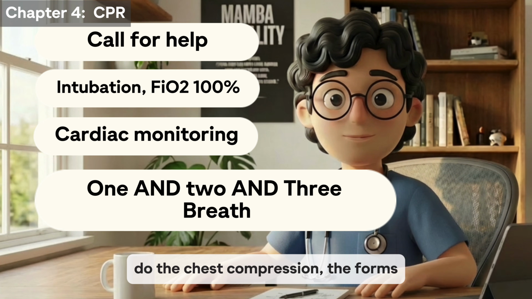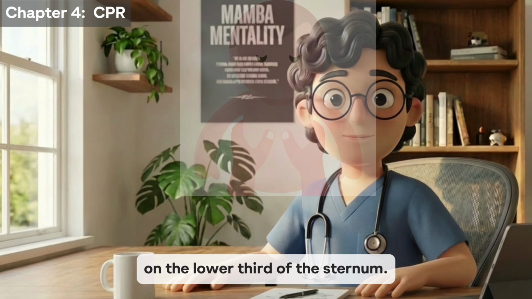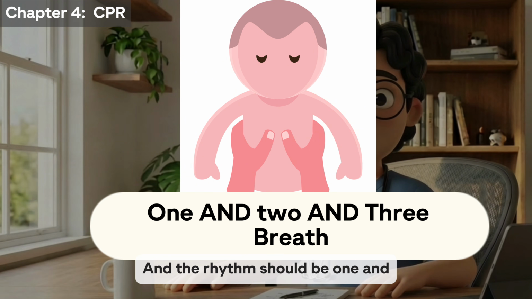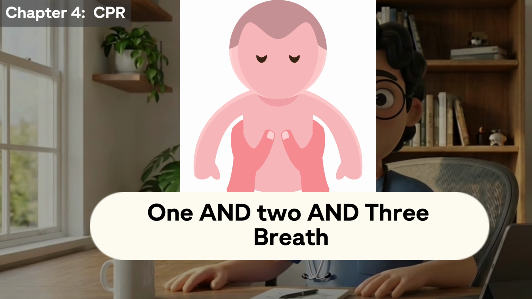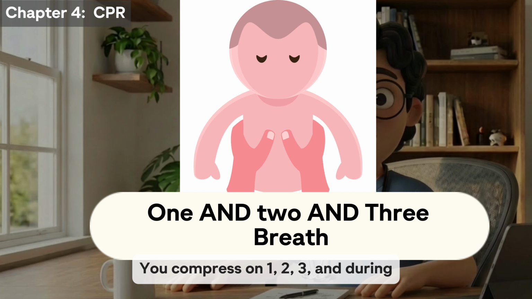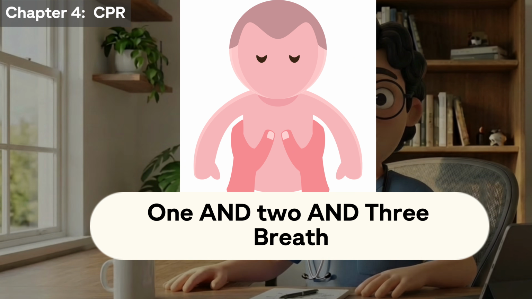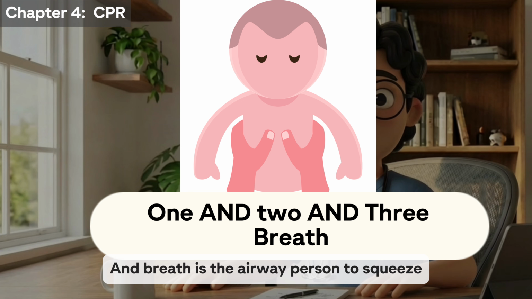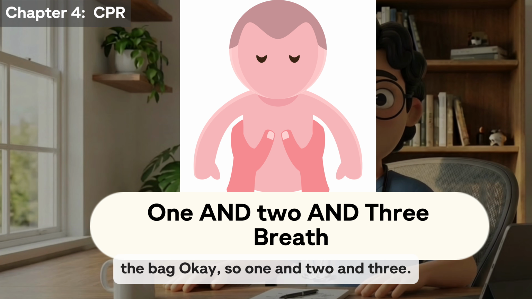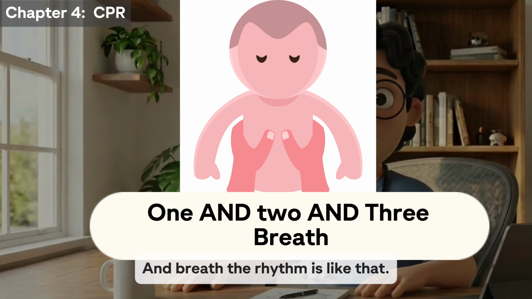So how you do the chest compression: the thumbs on the lower third of the sternum, and the rhythm should be 1 and 2 and 3 and breath. So 1 and 2 and 3, you compress on 1, 2, 3. And during the end, you release the pressure to let the heart fill. 1 and 2 and 3. And breath is the airway person to squeeze the bag. The rhythm is like that.